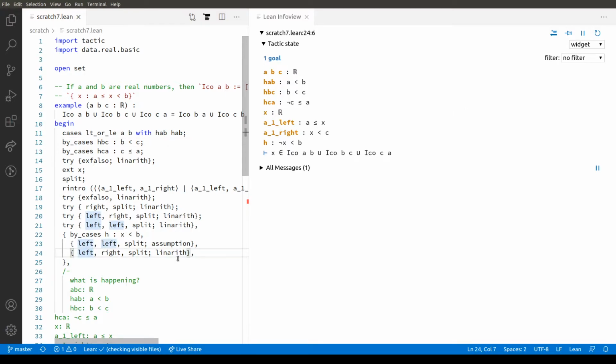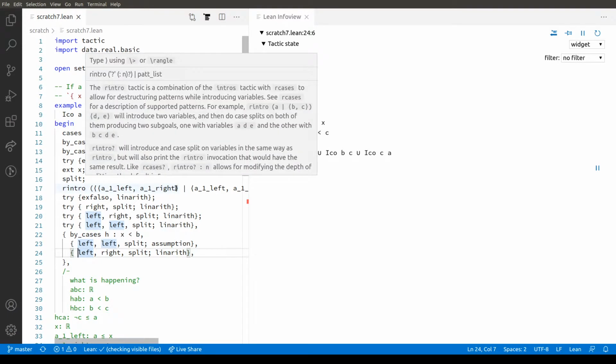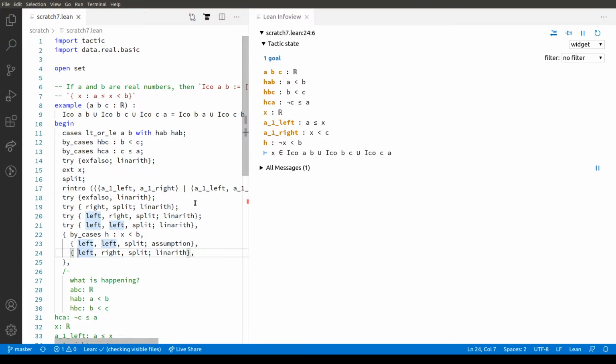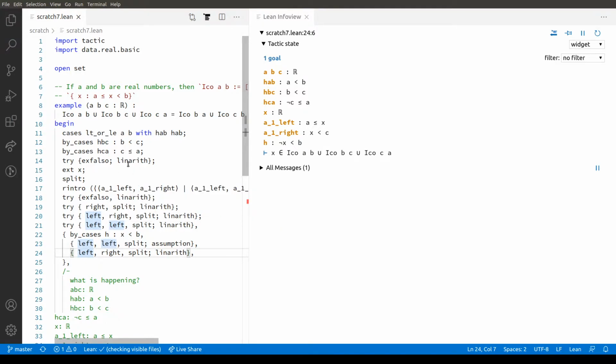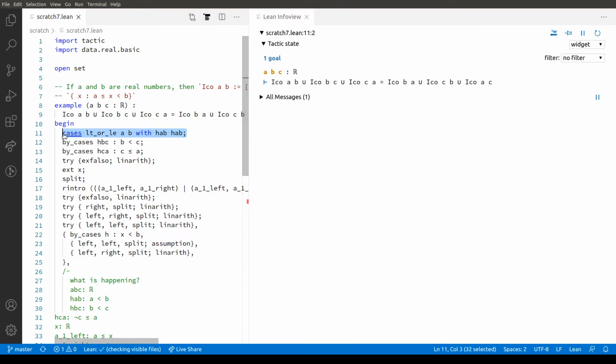Let's look at the goal here. You see, we've got not x is less than b. Oh, but that's because, curses. Why have we got that h? We did this by cases, you see, we should do this instead.